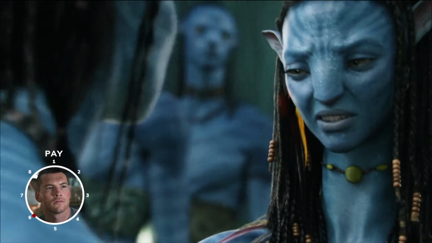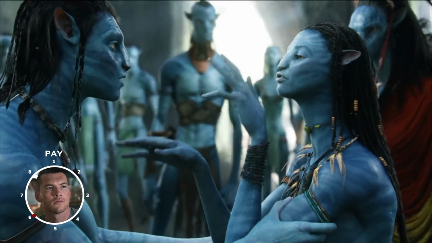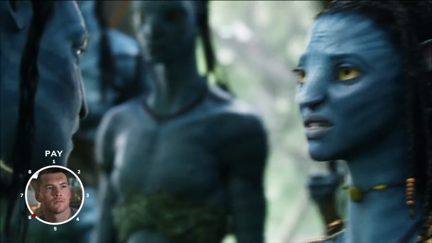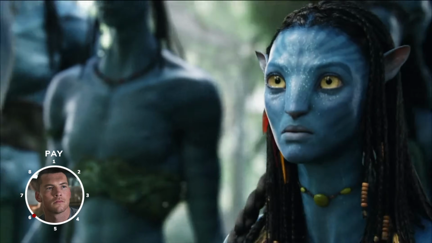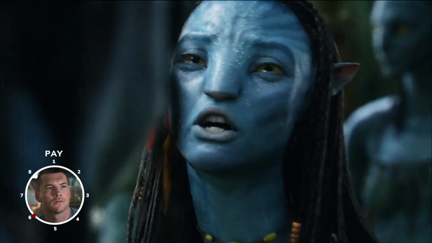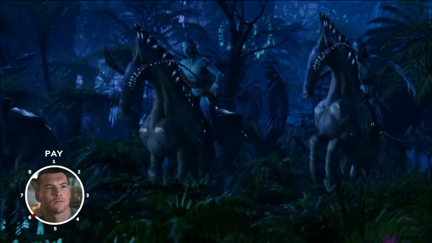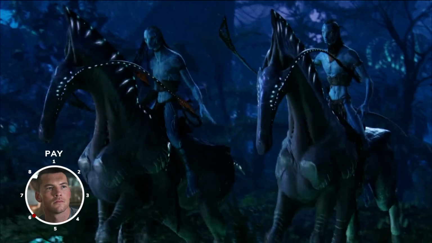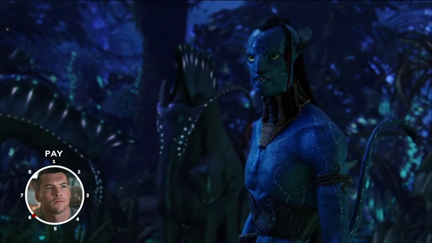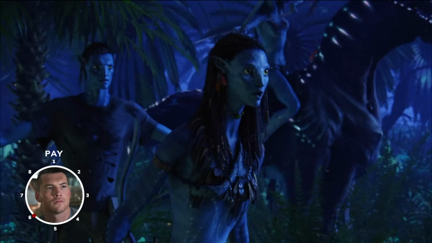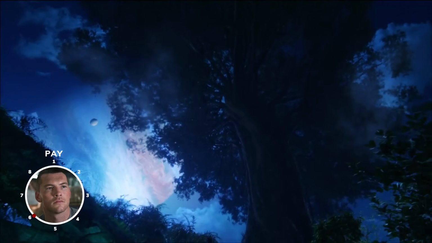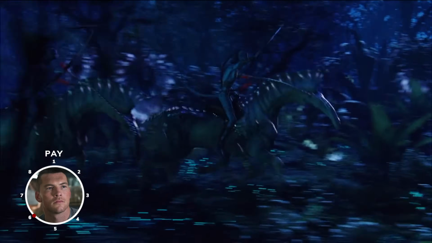Neytiri shrieks in anger. She says, "You can't be one of us. You think like a human, always taking, changing, grabbing. You don't know how to be one with the world around you." As she yells at Jake, Tsute and his warriors enter the area. He scolds Neytiri for bringing Jake to this sacred place. Tsute captures Jake, blindfolds him, and takes him to the village.